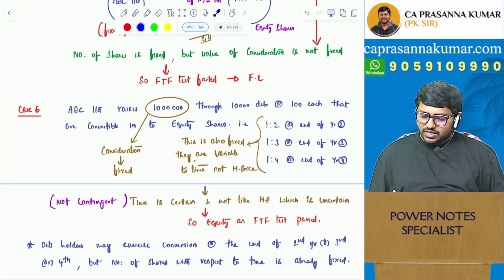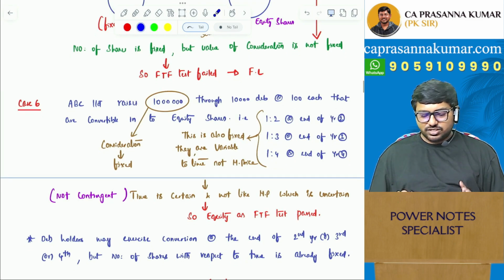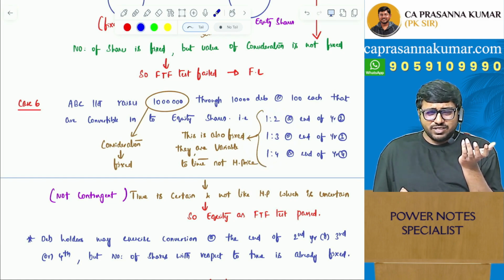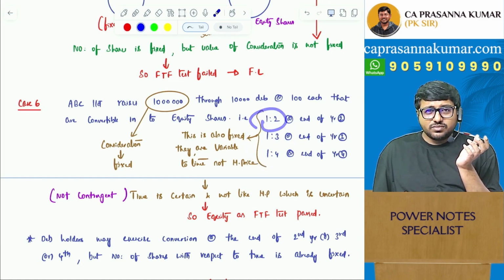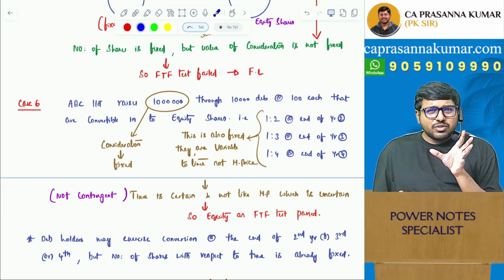That is the meaning. Suppose I'm going to give it at the end of year 3, then it is 1:3. Suppose I'm going to give it at the end of year 4, then it is 1:4. Got it? So what you have to understand is that even this is also fixed. Now you can say, sir, how is that fixed? Because here the number of shares are different. Probably you'll be giving 20,000, here 30,000, here 40,000. In that case, the number of shares is also variable now, sir.